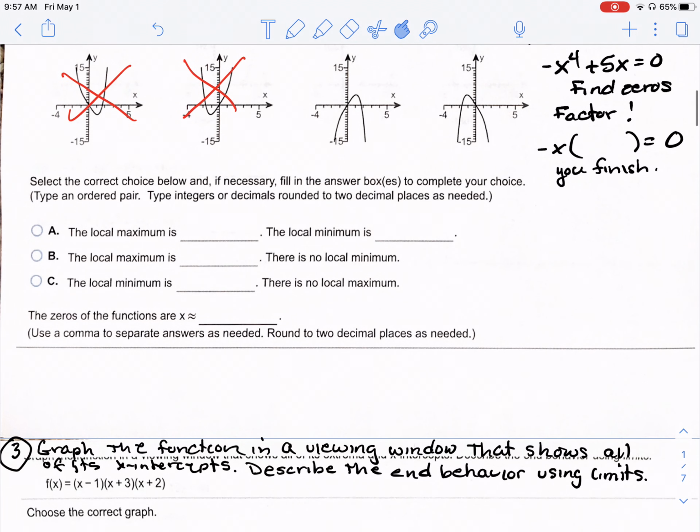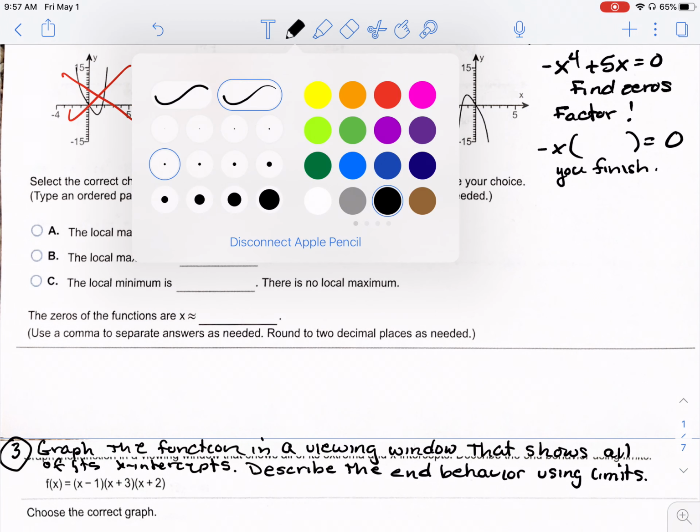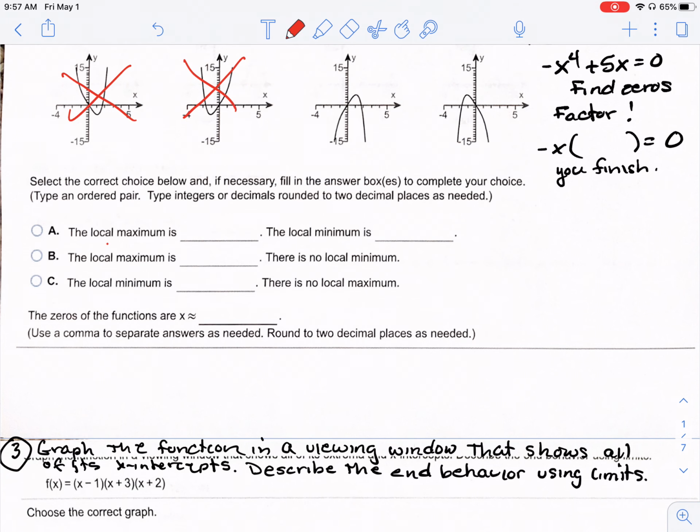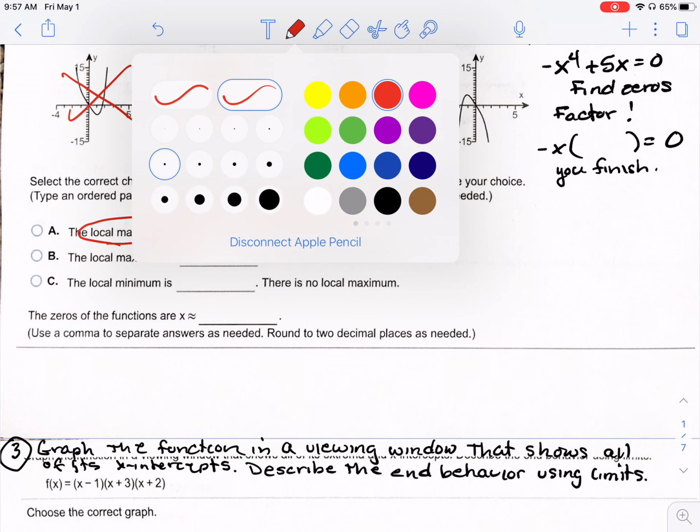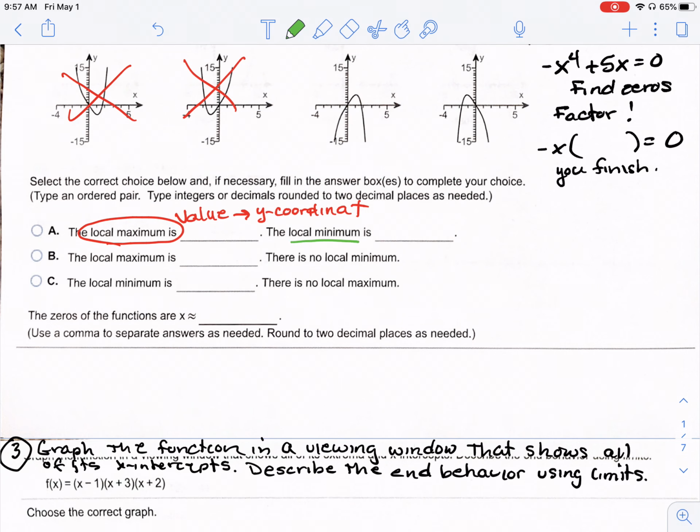One more note about this number 2. This local maximum, that's the value of the function, which means you're going to use the y coordinate right here. The local minimum is also a y coordinate. So we want to make sure we're using y coordinates when we enter these numbers in on Desmos.